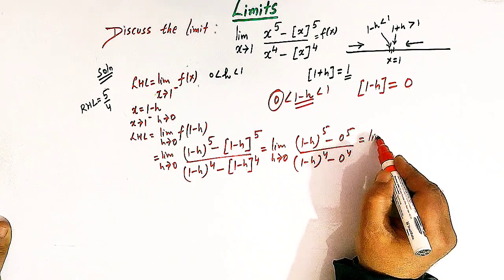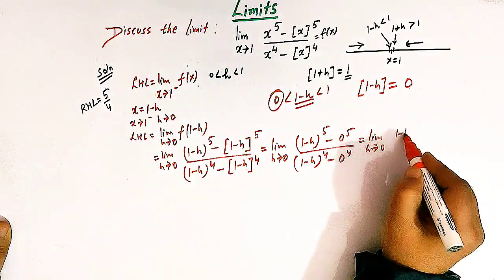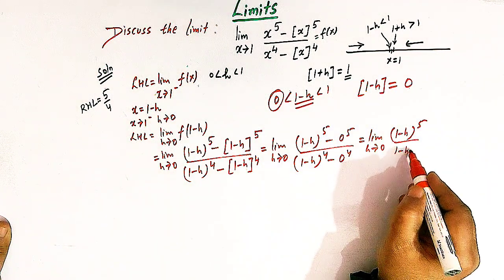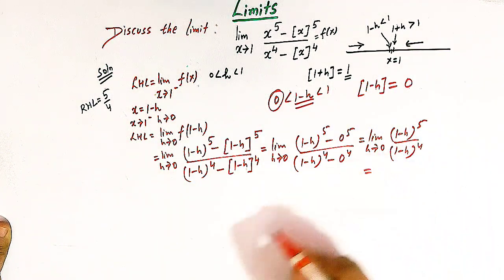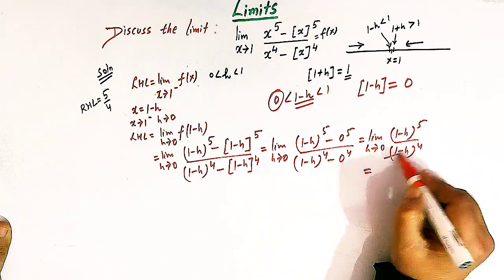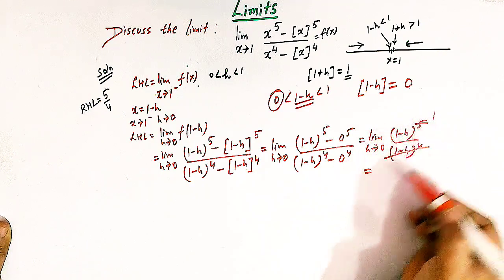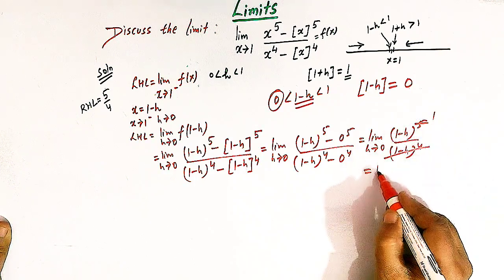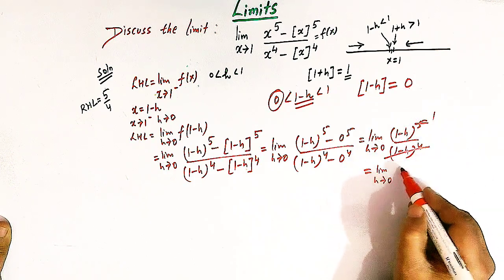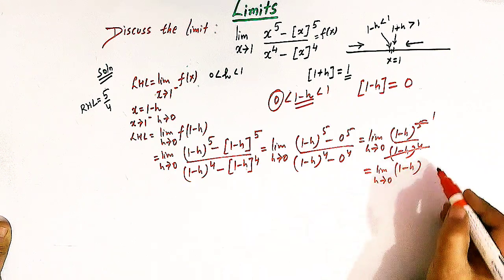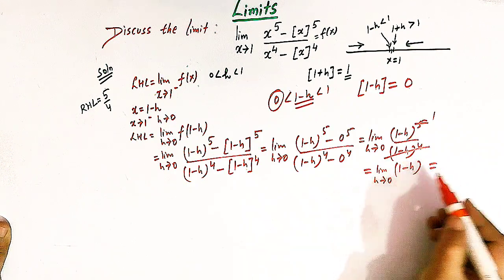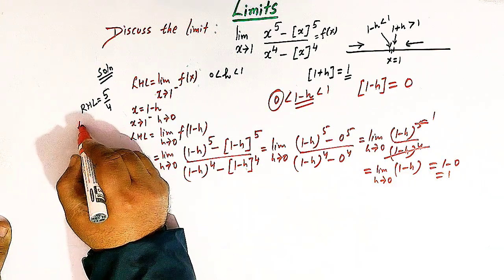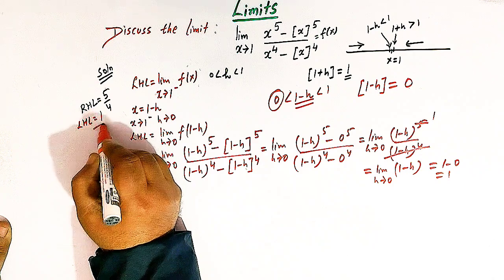So now we have limit h tends to 0, (1 minus h) raised to 5, because this is 0, this is 0, and (1 minus h) raised to 4, right? So now here this term gets cancelled. Here we are left with only the 1 power of that, that is 1 minus h. So we have limit h tends to 0, 1 minus h. So now we can take h is equal to 0. So this is 1 minus 0, that is 1, right? So the left hand limit is given by 1.